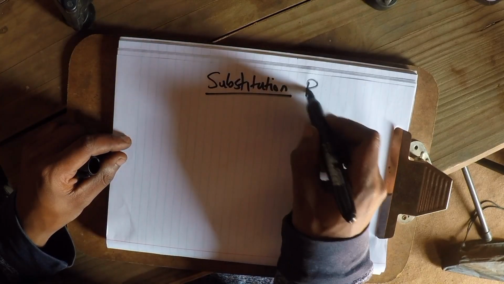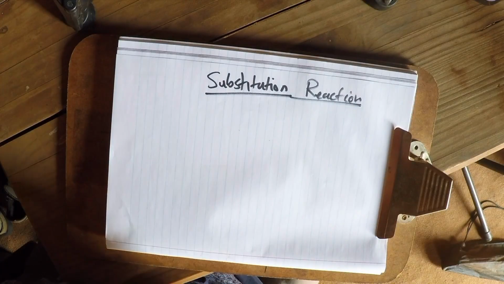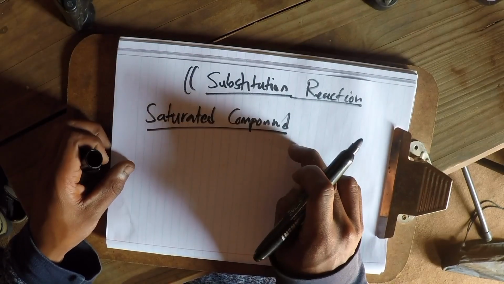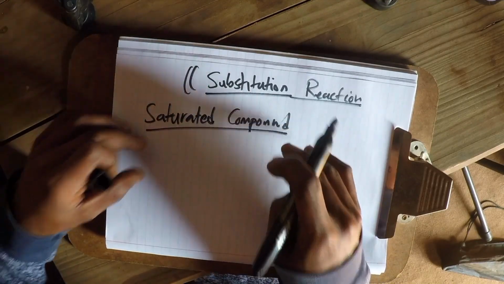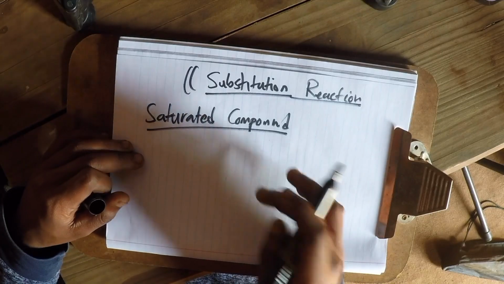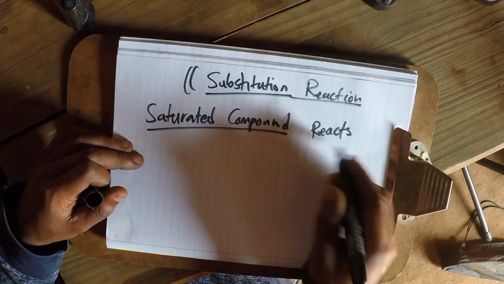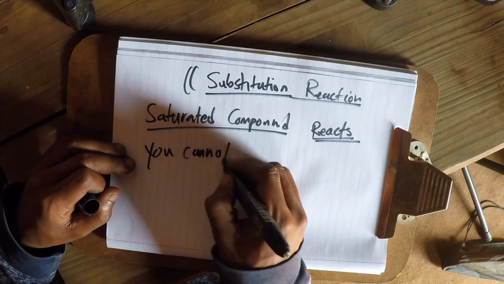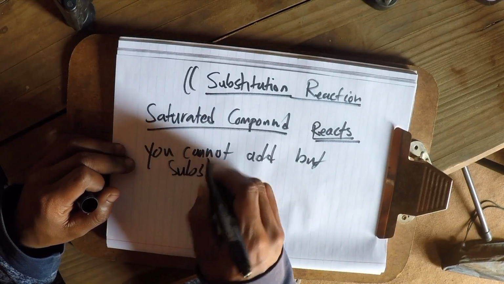The substitution reaction. What happens is that when you have a saturated compound, you cannot add anything to it. So since you cannot add anything to it, you have to substitute. Because if a saturated compound reacts, you cannot add, but substitute.